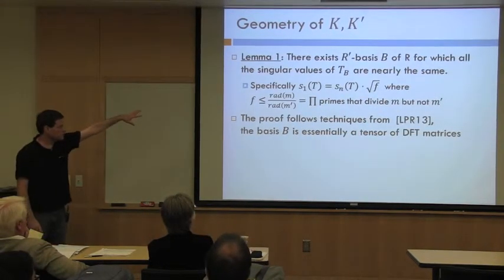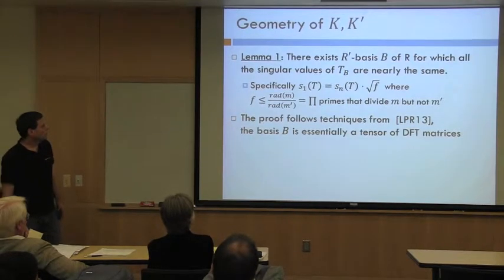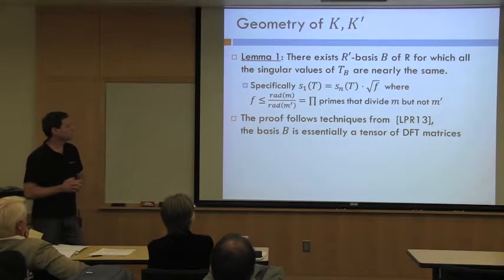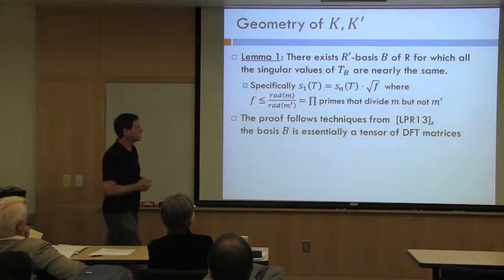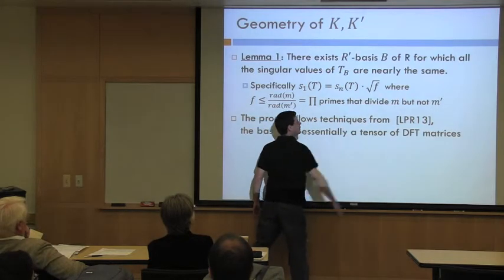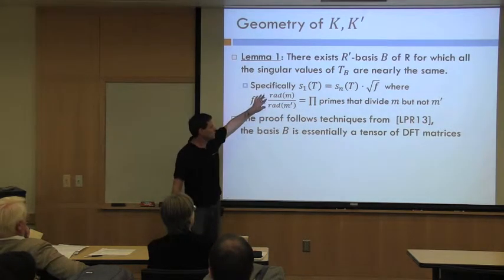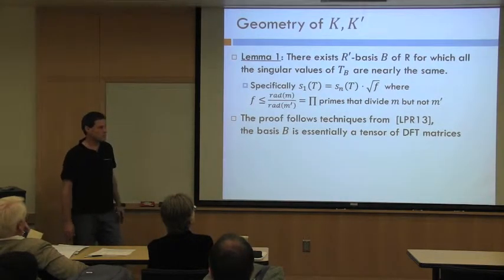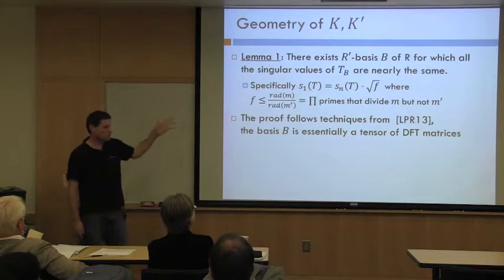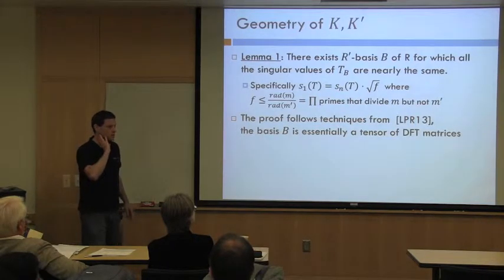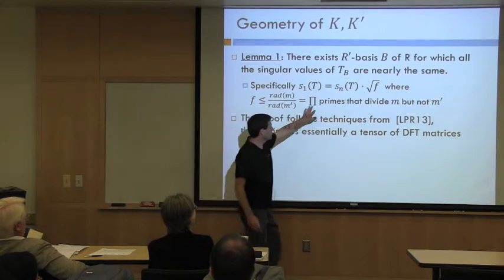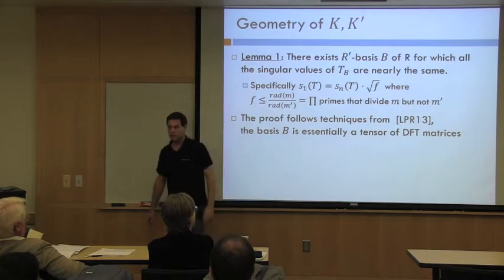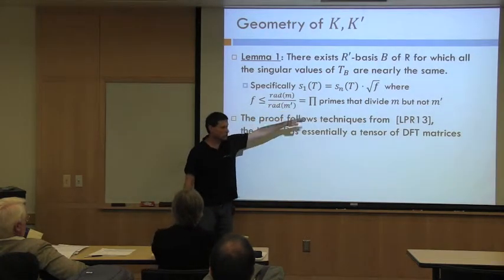And the first lemma says that there exists one. So there exists an R prime basis of R for which all the singular values of this transformation are nearly the same. Specifically, they're the same up to this factor, which is a square root of the ratio between the radicals. So if M and M prime are divisible by the same set of primes, then that factor is one and you get a unitary transformation. The product of all the primes that divide M is the radical of M, and the product of all the primes that divide M prime is the radical of M prime.